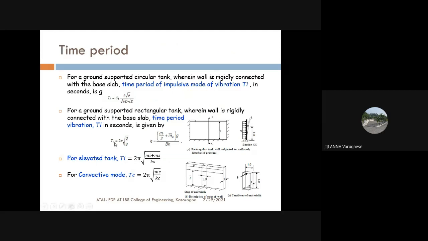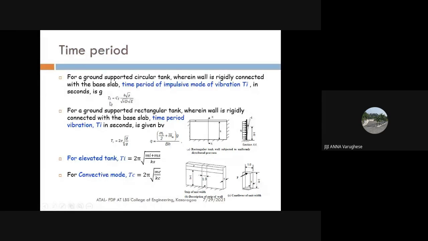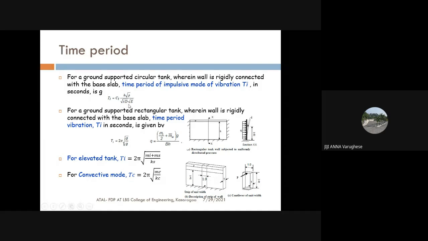And for finding out the SA by G value, we require the time period for the impulsive mode. And for a circular water tank, this is the code expression for finding out the time period. It is equal to a coefficient Ci into h into square root of rho divided by square root of T by D into square root of E. And all these notations are standard.